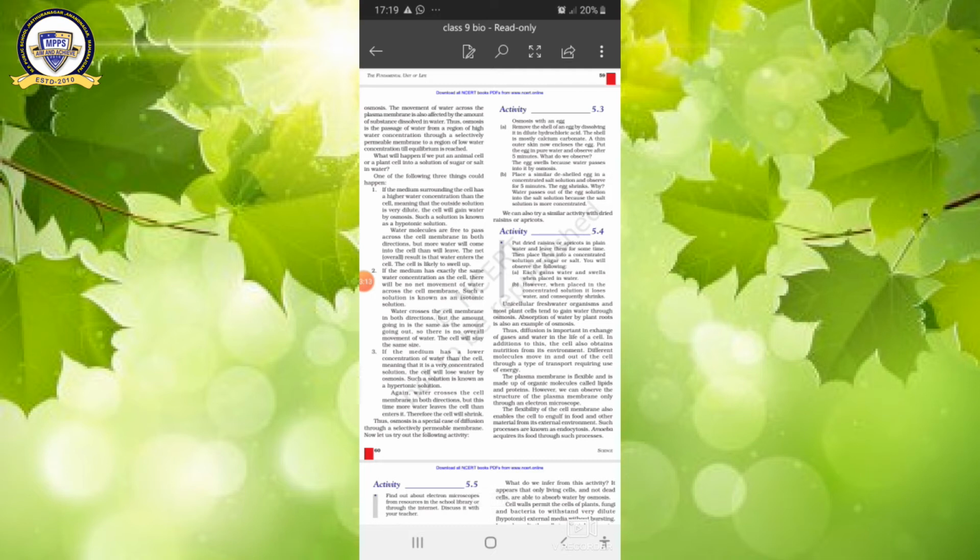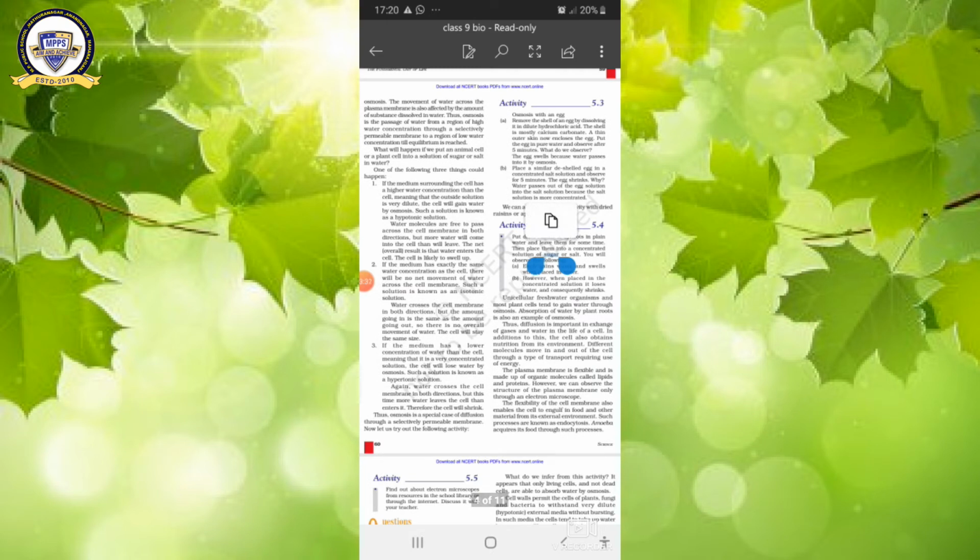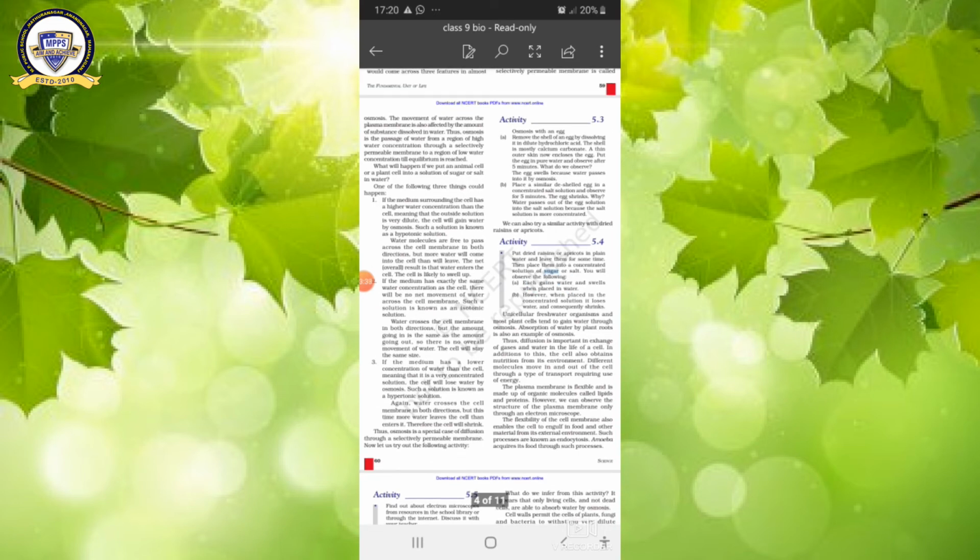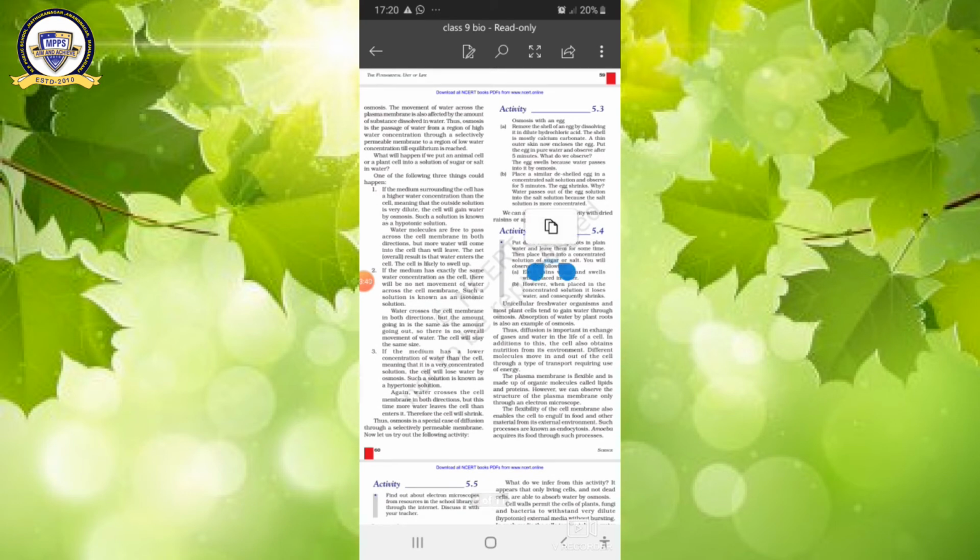Unicellular freshwater organisms and most plant cells tend to gain water through osmosis. Absorption of water by plant roots is also an example of osmosis. Thus, diffusion is important to exchange of gases and water in the life of a cell.